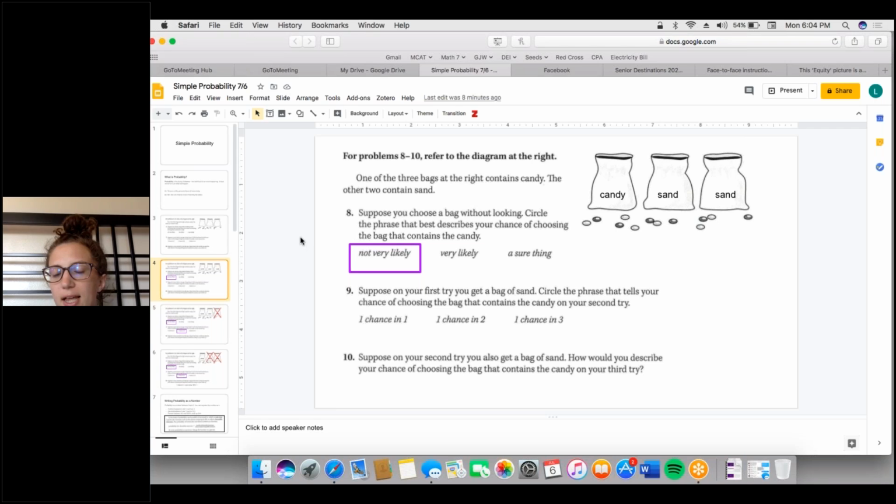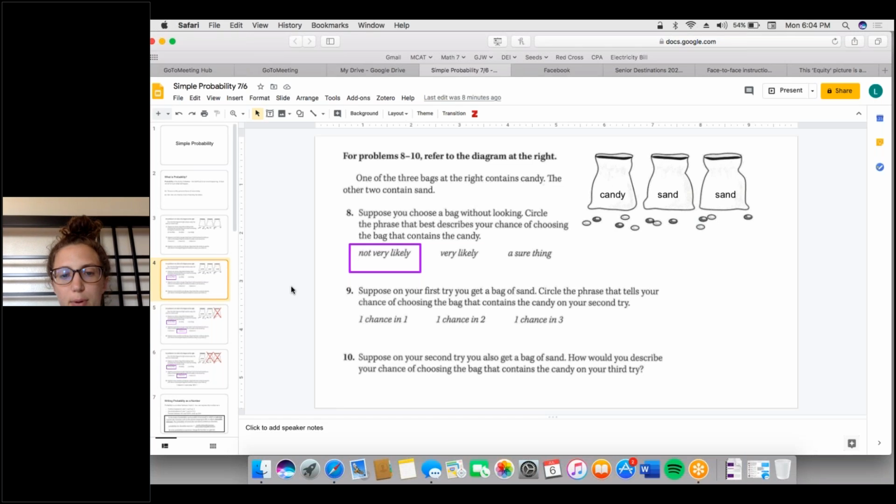So you can think about that quantitatively in regards to being 1 out of 3 bags is not very many. Or you can just think about it, if you were the person picking a bag, do you think you would pick up a bag of candy or sand? And because 2 have sand, you would probably pick up one with sand, which means picking up the one with candy is not very likely.